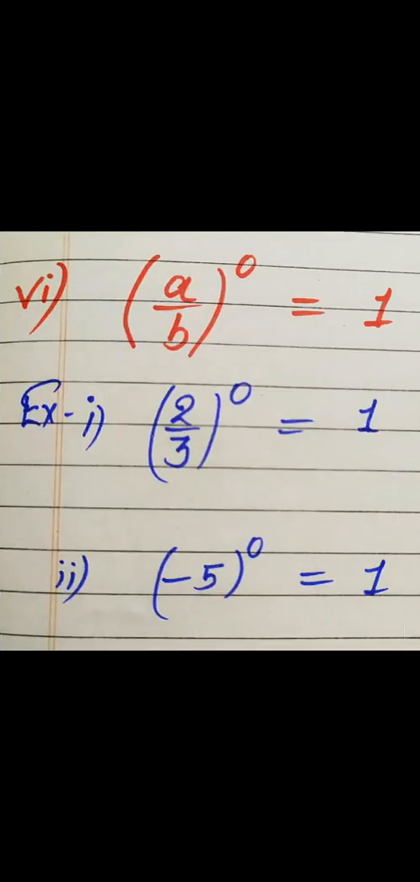Now next law is, if there is a rational number which is having power 0, then its value will become 1. Like any number or variable having power 0, its value becomes 1. Like as you are seeing the first example, it is 2 upon 3 to the whole power 0, then its value is 1. And second one is minus 5 to the whole power 0, then again its value will become 1.